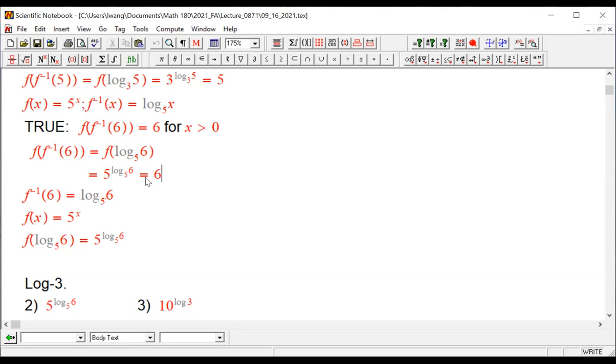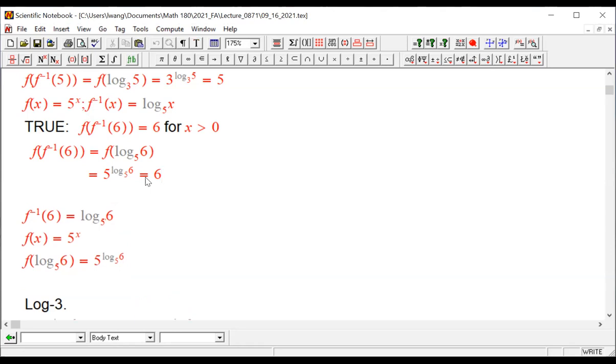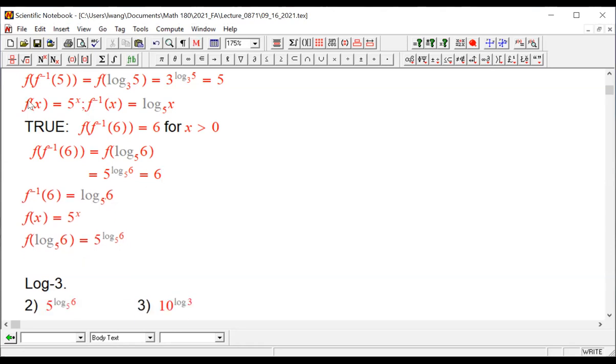You want me to do another example? Practice makes perfect. I think by this time you guys are probably already perfect. Okay, can you show how to get the 10 log 3? The 10, right? Yeah, using the inverse way. All right, let's do it. We just need to practice more, right?